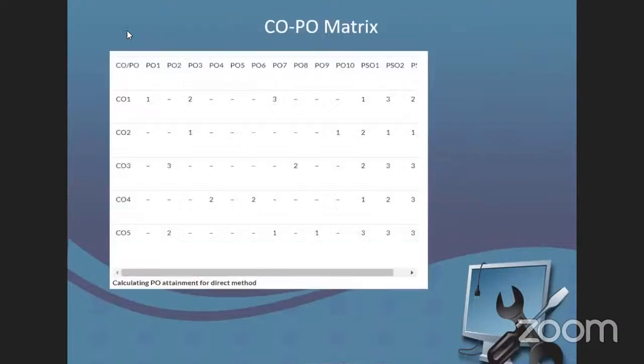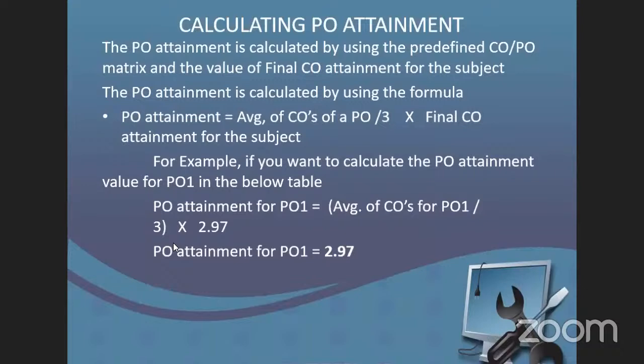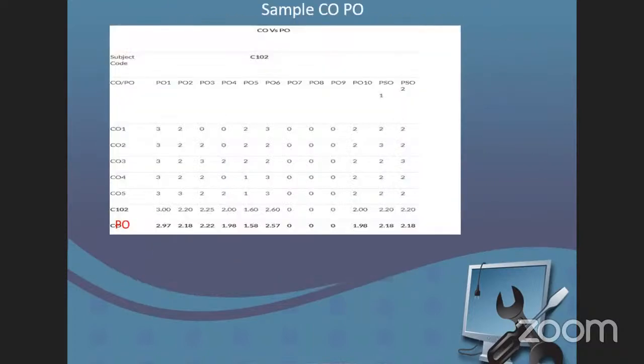What is the meaning of it? You have to get the average of the first column, PO1, and get the average of the second column for PO2. For the first column, it will be the average of COs for PO1 divided by 3, into the final CO attainment for the subject. What is the average of COs for PO1? Take this as an example. The average of COs for PO1 is 3.